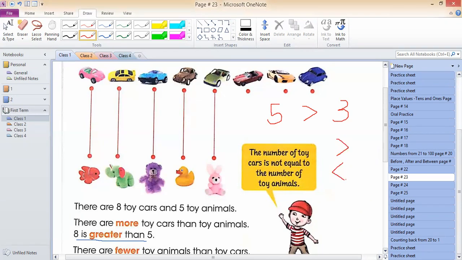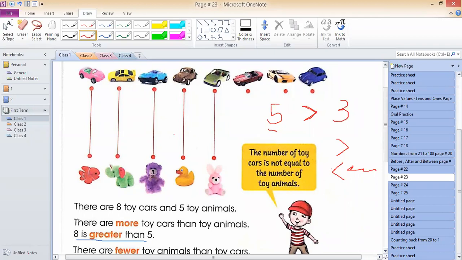How will you find out which sign is greater than and which sign is less than? The easy way is, guys, that its mouth should be open in front of the bigger number. Like 5 is bigger here, that's why I opened the mouth of this sign in front of 5, as 5 is the bigger number. So 5 is greater than 3, and I can say that I have more pencils than my friend.